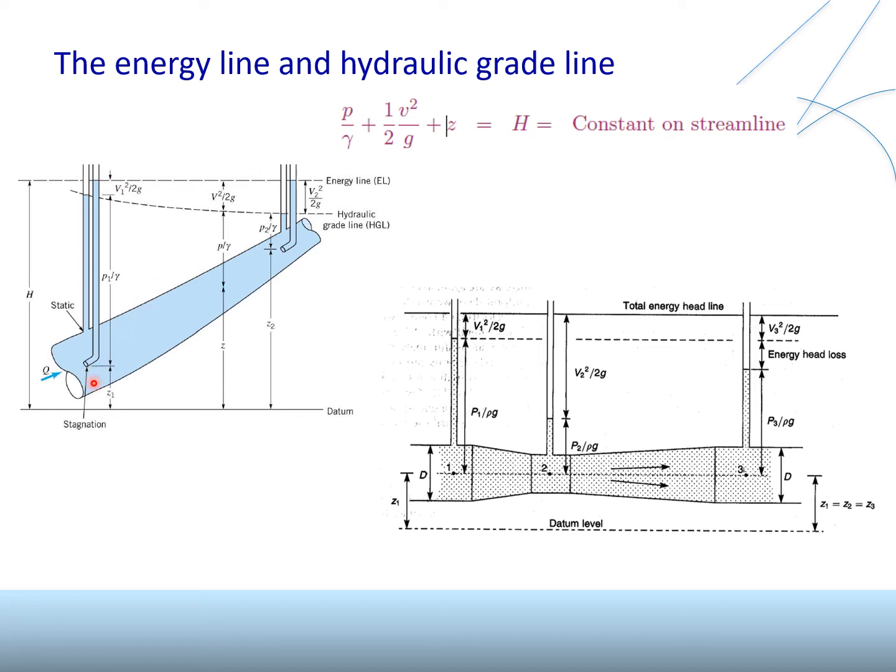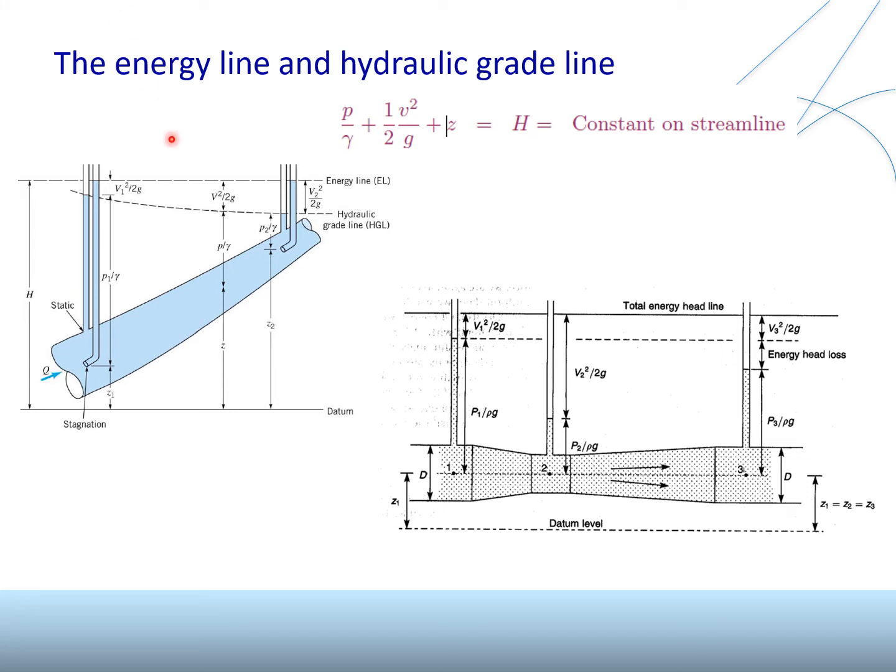At this point, elevation head plus pressure head plus velocity head, and similarly at section number 2, elevation head plus pressure head plus velocity head. That is the total energy line, or energy line only.